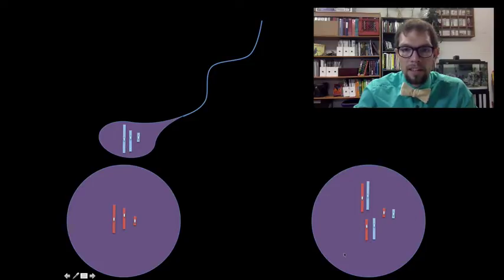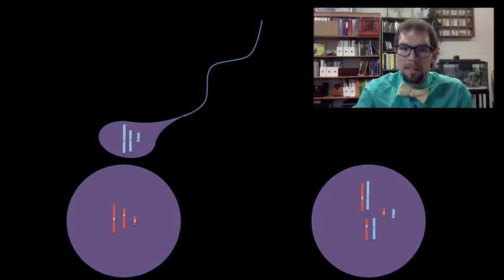This over here, after the cell is fertilized, is the zygote. It is diploid, so it has these pairs of chromosomes. So this is what the cell looks like when it's diploid. This is what the cell looks like when it's haploid. The zygote will give rise to many different types of cells.